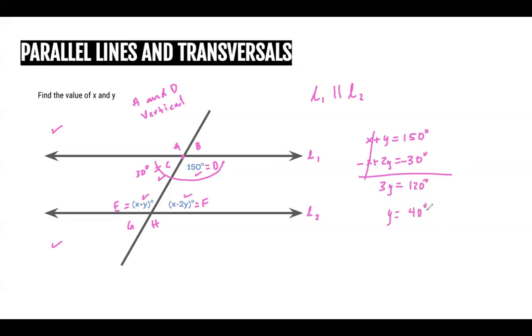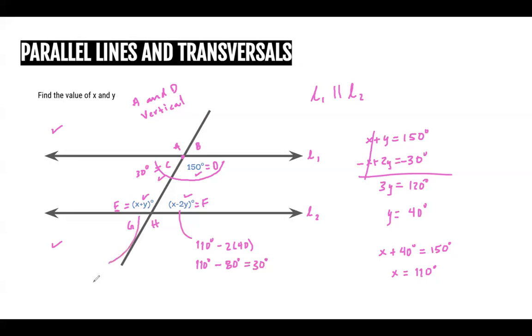And now if you want to find out how much X is, we will substitute the Y. X plus 40 is equal to 150 degrees. So that means that X is 110 degrees. Anytime you want to actually make sure you found the right angle, just substitute the values here. So you would substitute 110 on the X minus 2 times 40, and that should give you 30 degrees. 110 degrees minus 80 gives you 30 degrees. So that means that we were right.